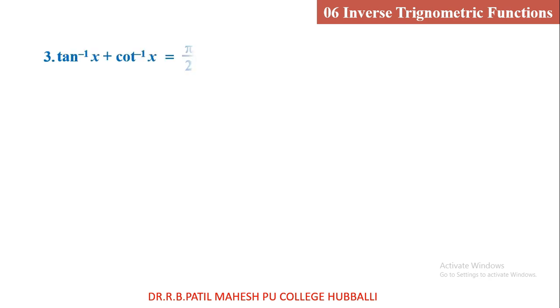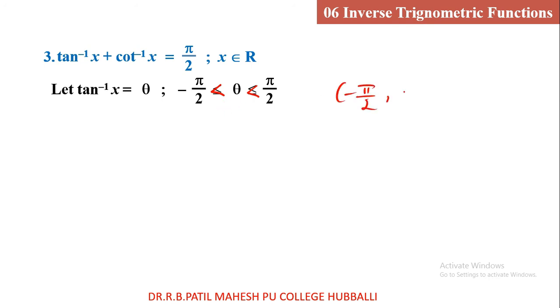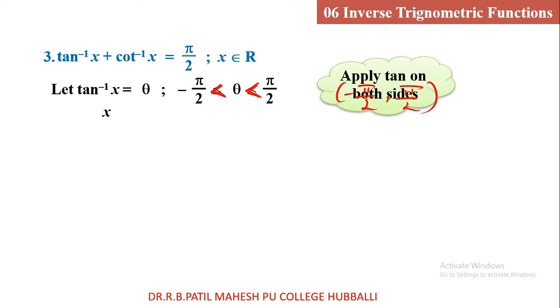Tan inverse x plus cot inverse x equal to pi by 2, where x belongs to the set of real numbers. Let tan inverse x equal to theta, where theta lies in the range of tan inverse, the open interval minus pi by 2 comma plus pi by 2. So just less than pi by 2, greater than minus pi by 2. Next, apply tan on both sides.